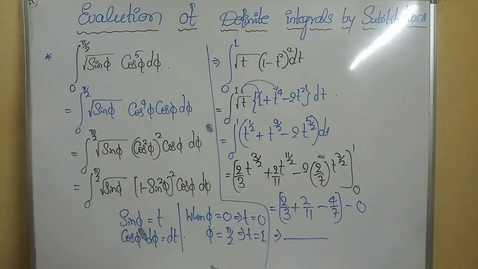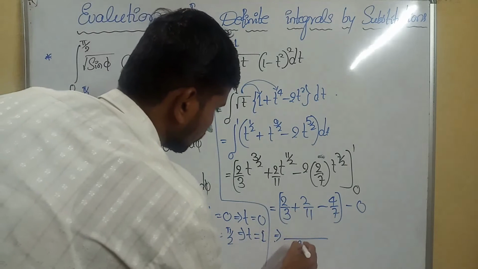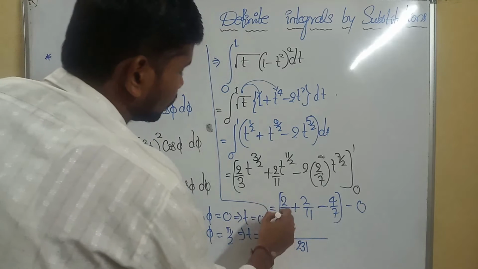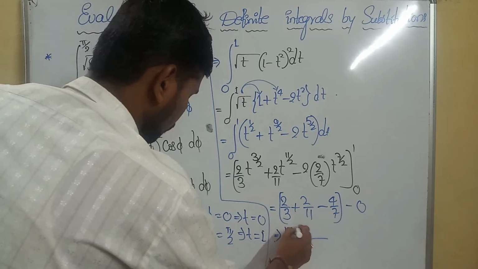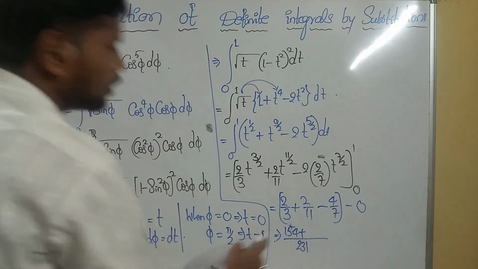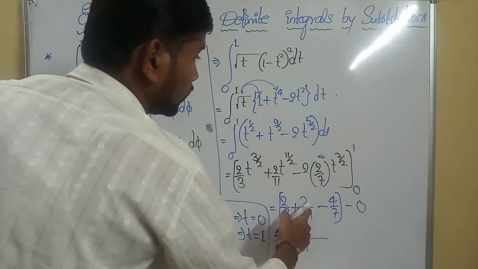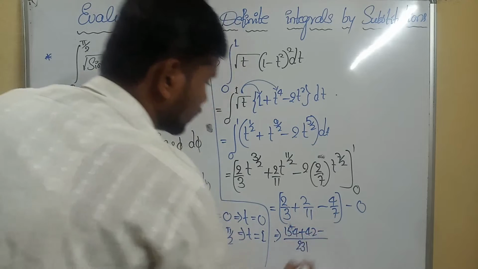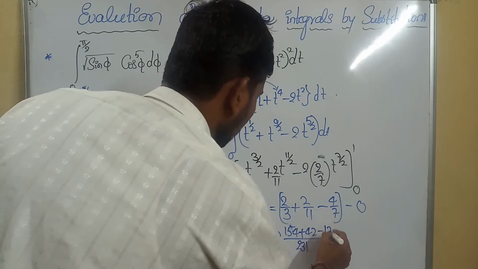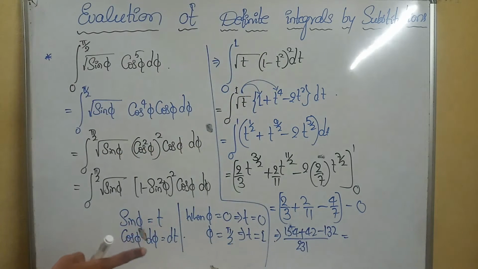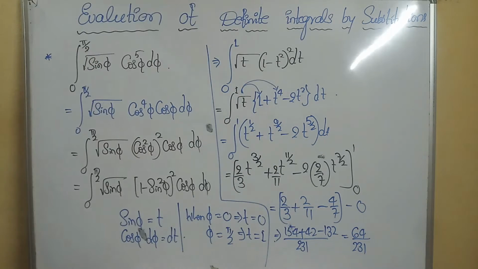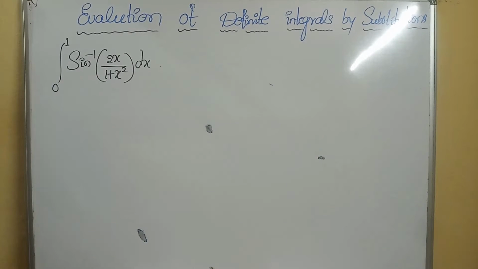Okay, what will be the LCM? LCM will be 231. This term will be multiplied by 77. 77 into 2 will be 154. Got it? 154 it is. Plus, it is multiplied by 21. 21 into 2 will be 42, minus. Again 33 must be multiplied to 4. What I'll get? 132. Means 154 plus 42 minus 132, it will be 64 divided by 231. Got the point clearly?